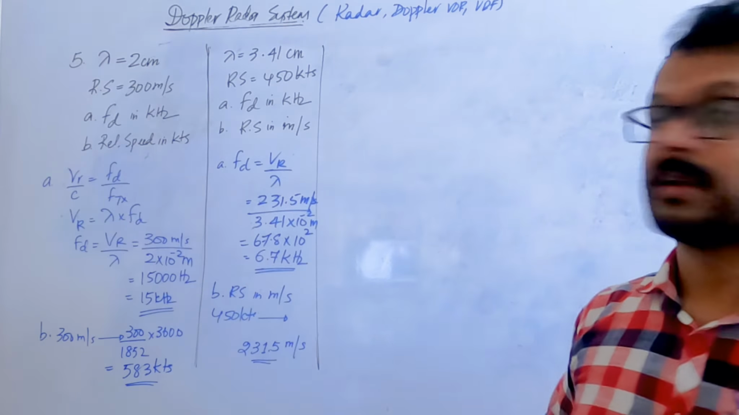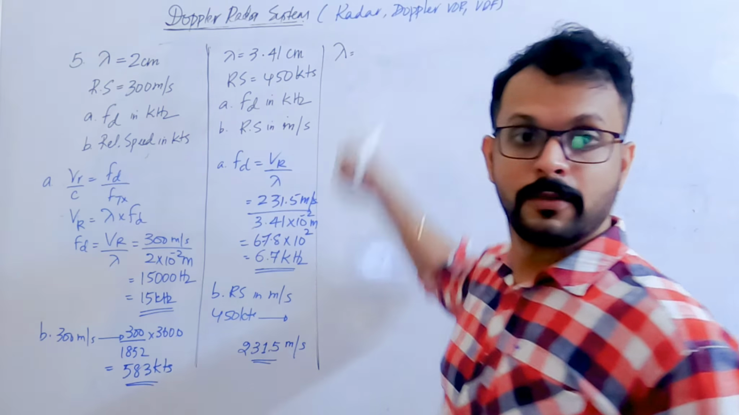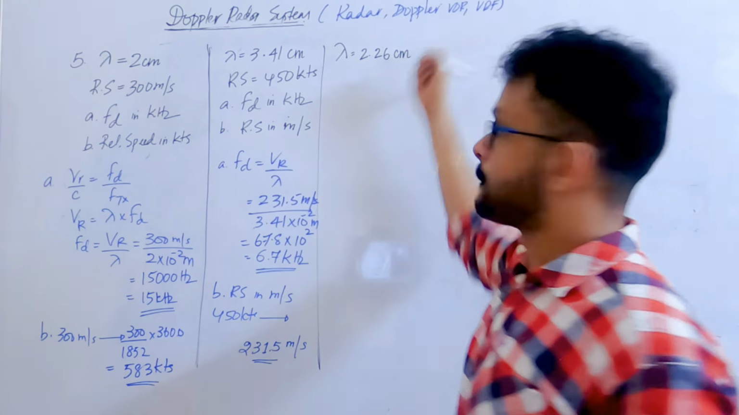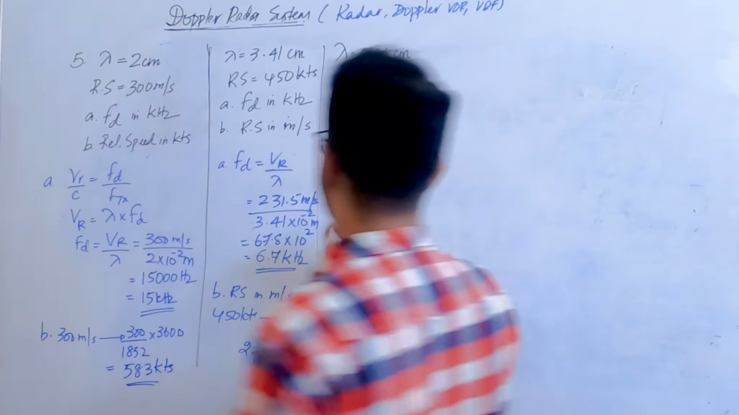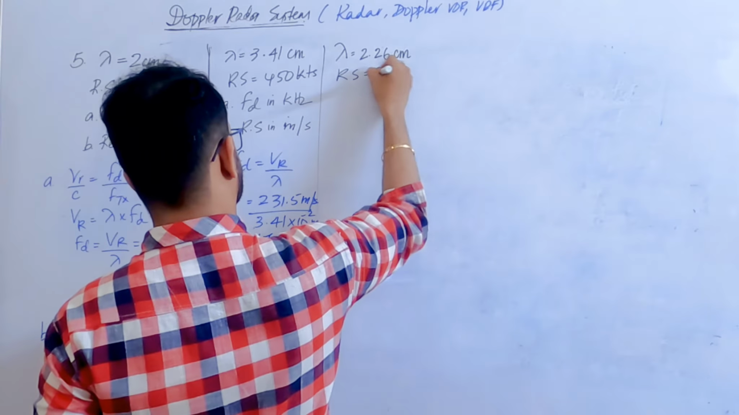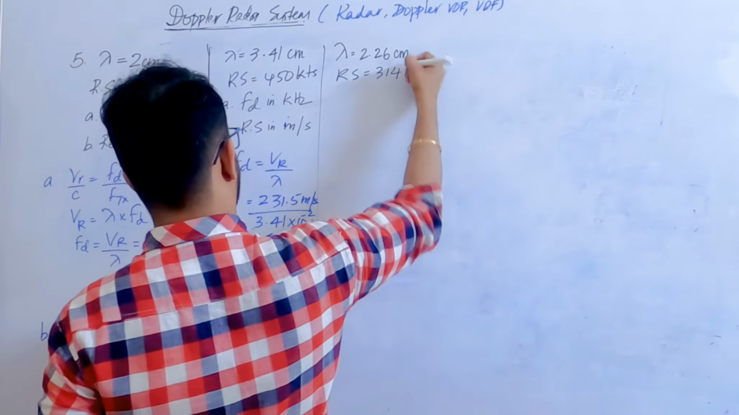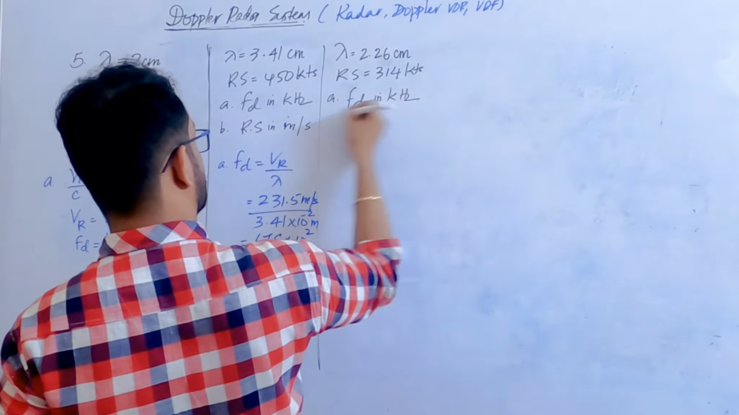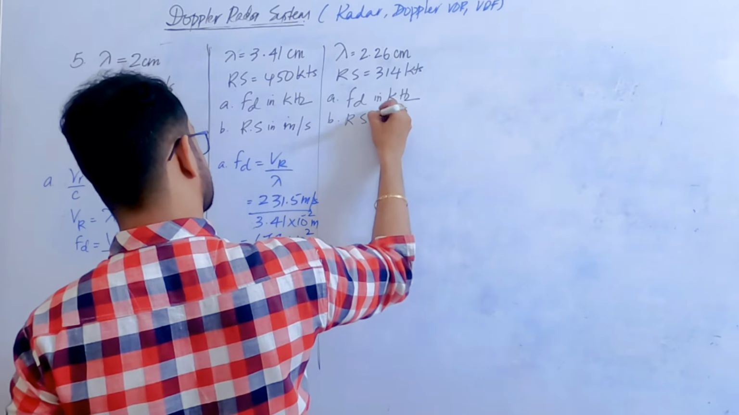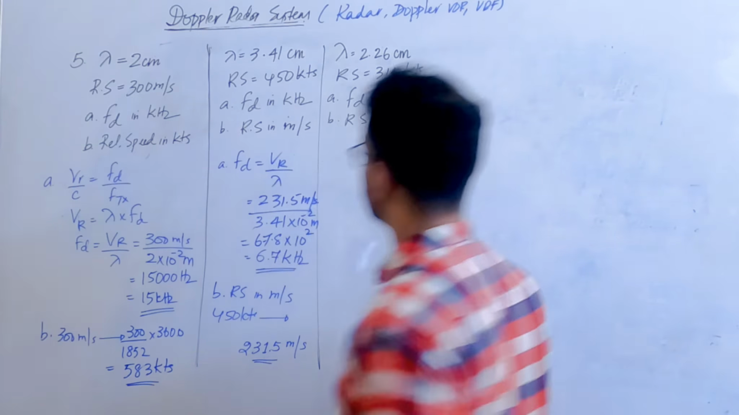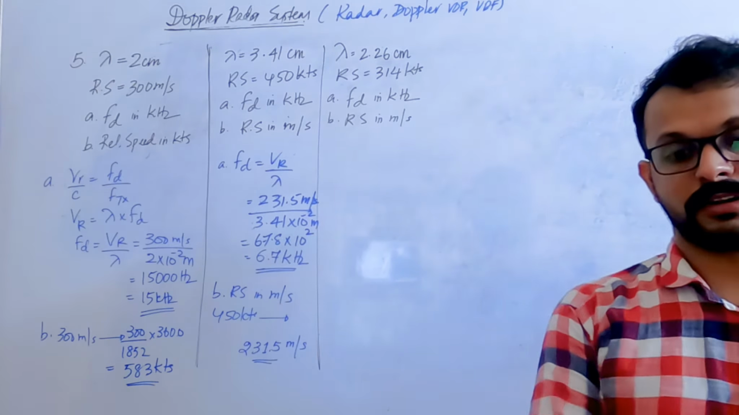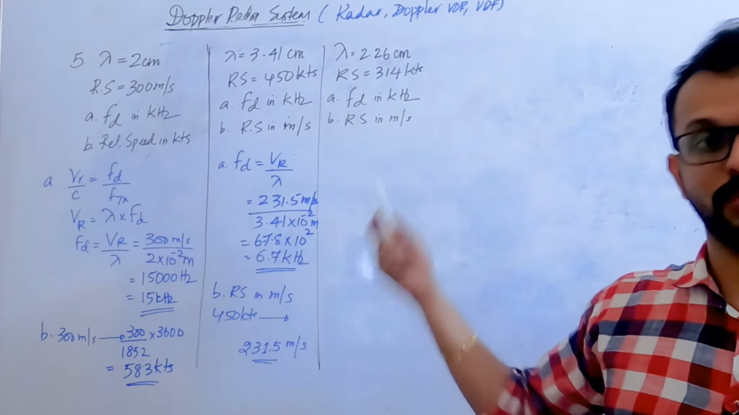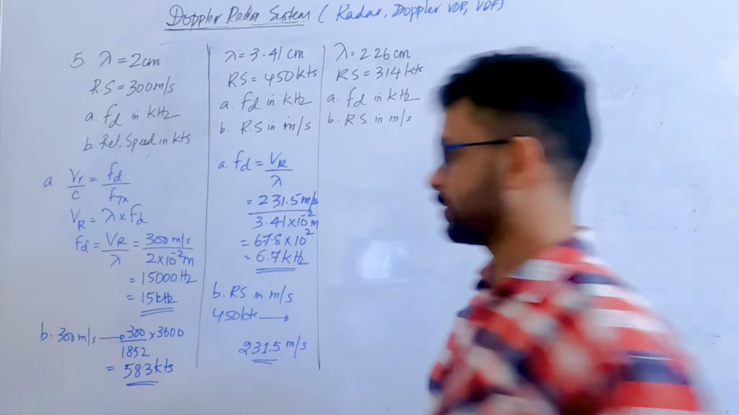Yes. Next question, you're given a wavelength again, which is 2.26 centimeters, and a relative speed in knots as 340 knots. You're asked to find out the frequency shift in kilohertz and your relative speed in meters per second. Exactly the same type of question. There's nothing different. It will be easier if you find the relative speed in meters per second first, and then you can use that for the first part.